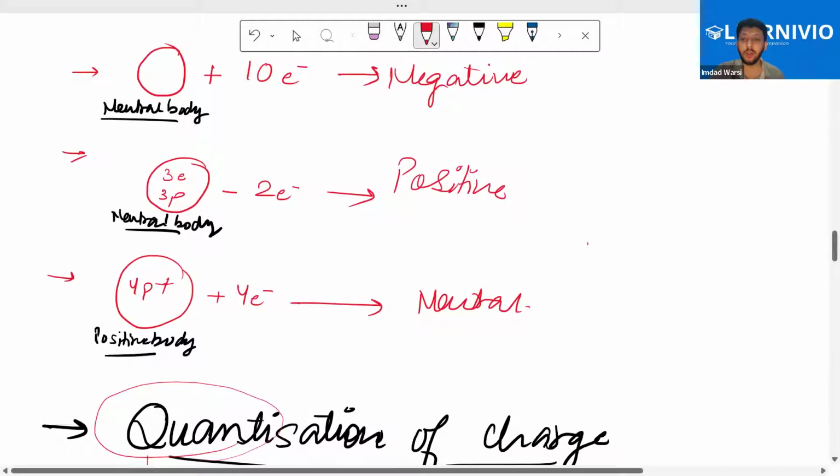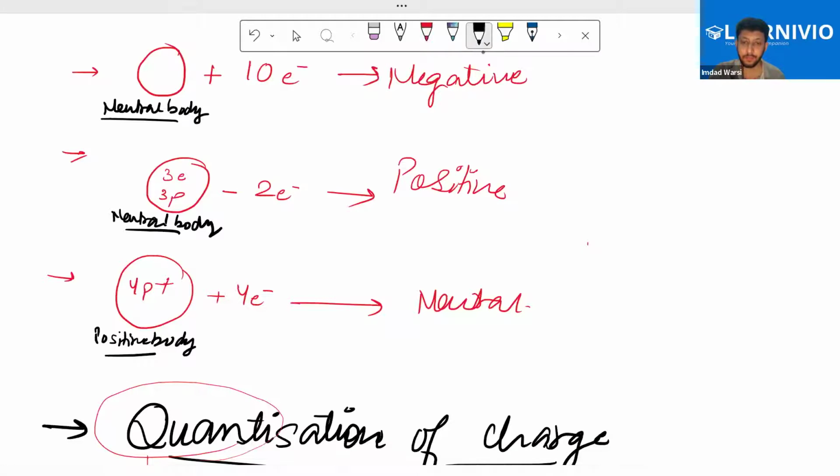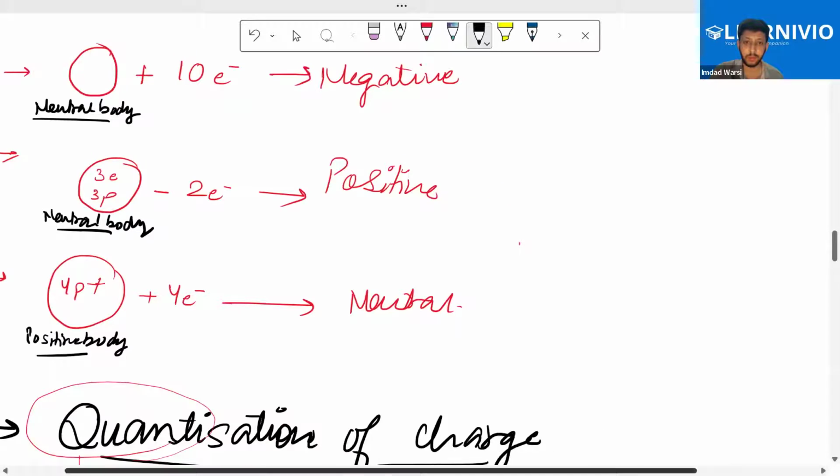When there is loss of electron, what charge appears on the body? When there is loss of electron, it is positive charge. And when there is gain of electron? It is negative charge.